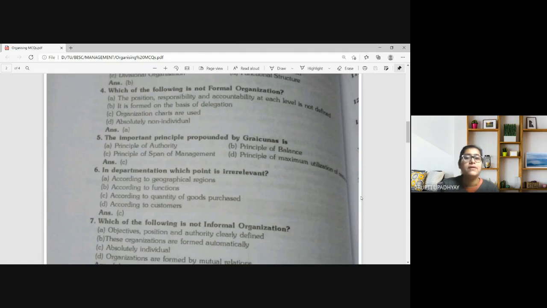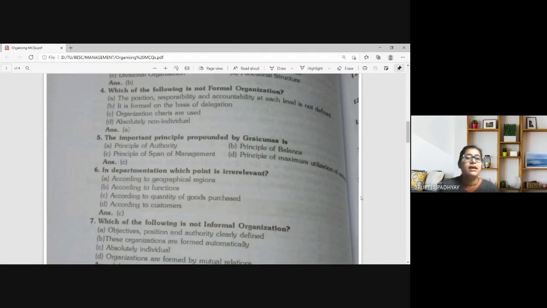Informal. Organization charts are there. Obviously, it is made by the organization. One hierarchy is there. It is formed on the basis of delegation, meaning delegation also happens because some task from the supervisor gets done by subordinates, right? So the first option is our answer, that it doesn't form the formal organization because the position, responsibility, accountability is not well defined. But in formal organization, accountability, responsibility, and the position where you are a subordinate or a manager is fully defined, right? So option A is correct.